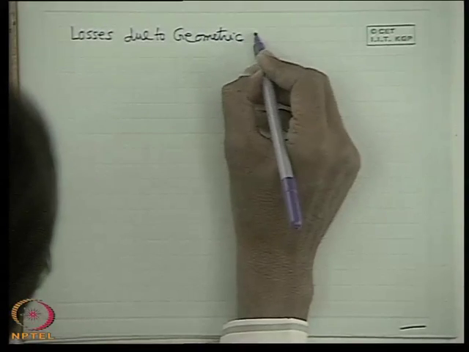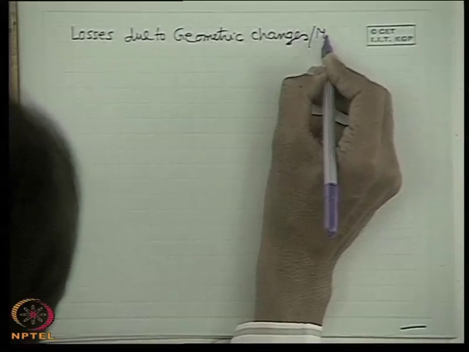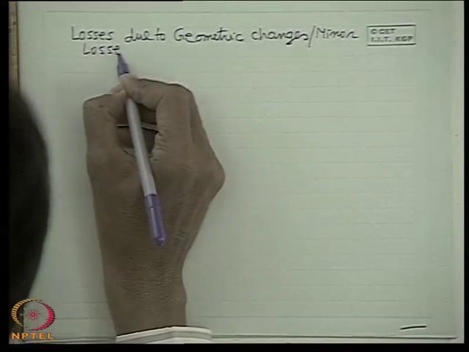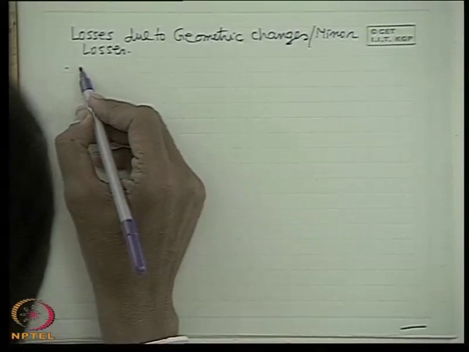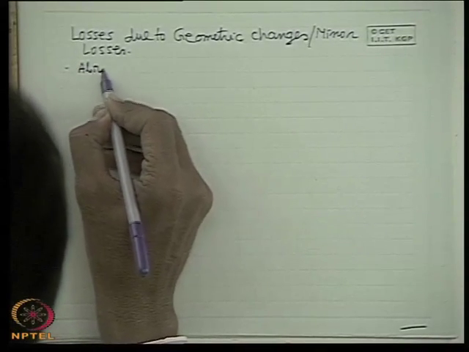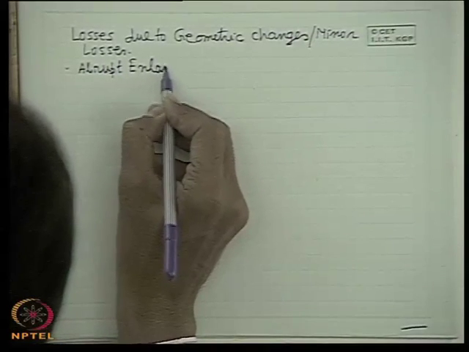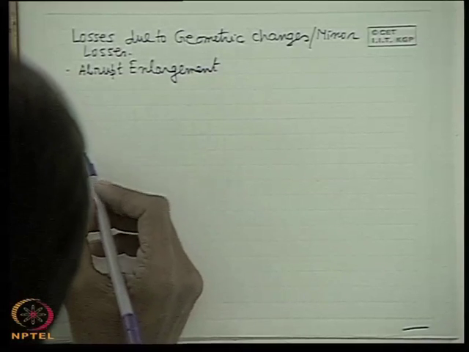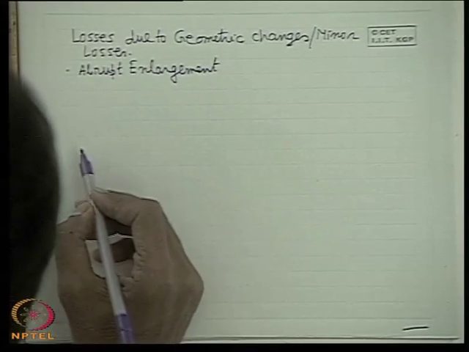Geometric changes, or this is known as minor losses. Okay, first we consider abrupt enlargement. The losses due to abrupt enlargement. What is the problem? Let us physically understand the problem, losses due to abrupt enlargement.